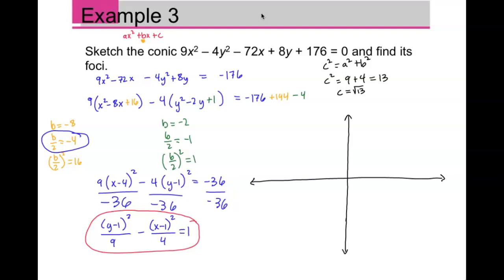All right, where is this hyperbola centered? Careful. Remember, it's x minus h, y minus k, but the center is at h, k.